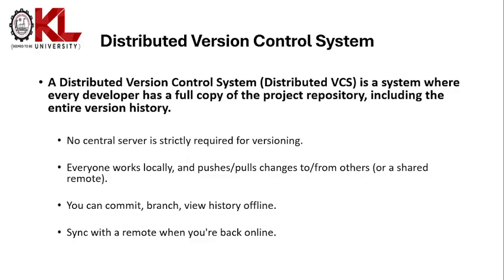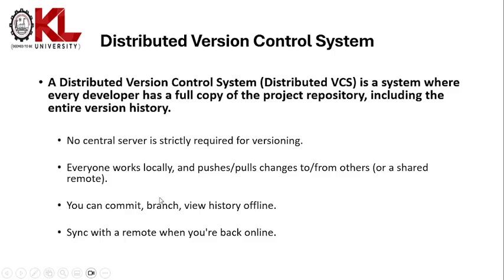It differs from the centralized version control system, where a single central server holds the project history. In the distributed version control system, the developer can work independently and offline also. The developer makes the changes locally. Later, after completion of the work, they simply push their project into the remote repository.